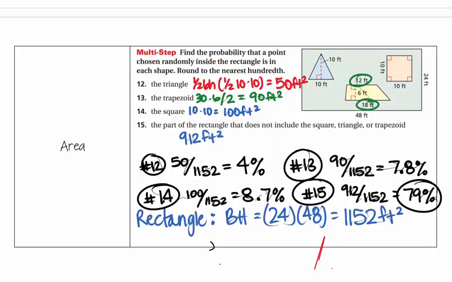The other way you could have found that one is added up all of these percentages that we just found and subtracted them from 100. So whatever way makes more sense to you.